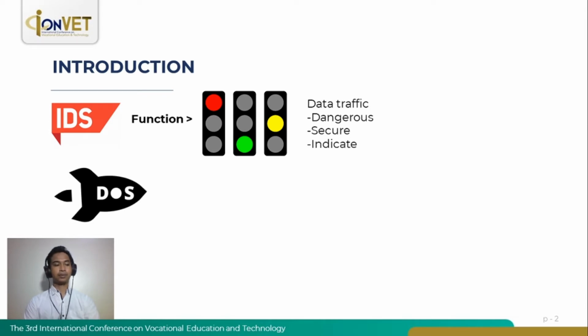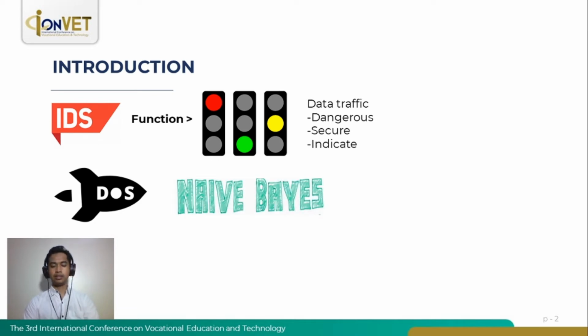And then I will explain about DOS. DOS, or denial of service, is one of the attacks carried out through a computer network. DOS is a type of attack on a computer or server in the network that makes the computer unable to perform its function properly and correctly by consuming the resources owned by the computer. And in this research, I will use naive Bayes for the method.